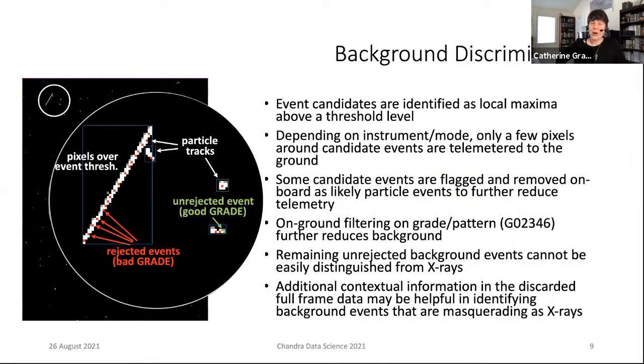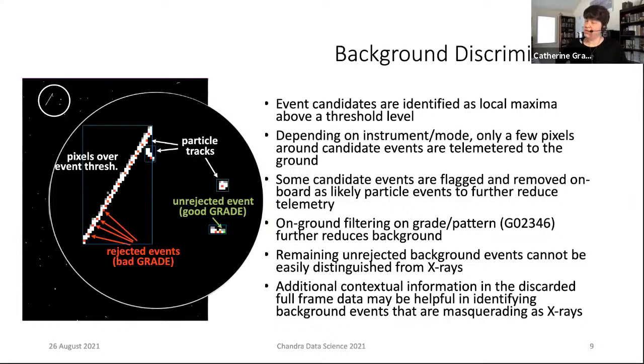Event candidates are identified as local maxima above some threshold level. And depending on the instrument and the mode on that instrument, only a few pixels around each candidate event is actually telemetered to the ground. Some candidate events are flagged and removed on board as we've determined they're most likely to be particle events, which further reduces our telemetry. And then on the ground, you do filtering on grade or pattern.